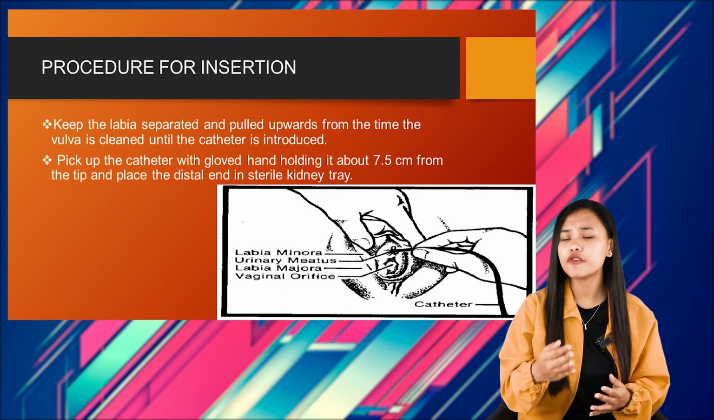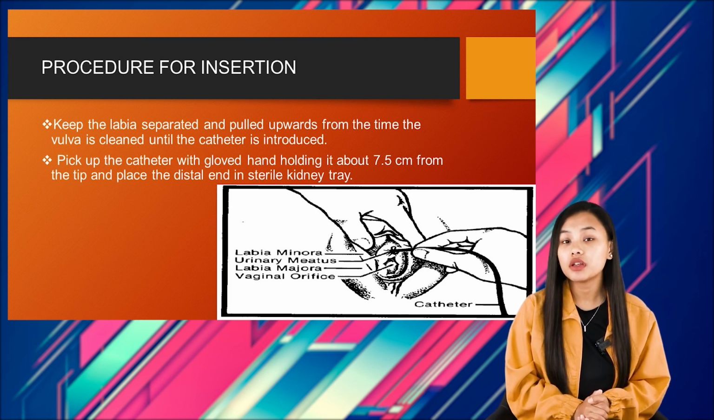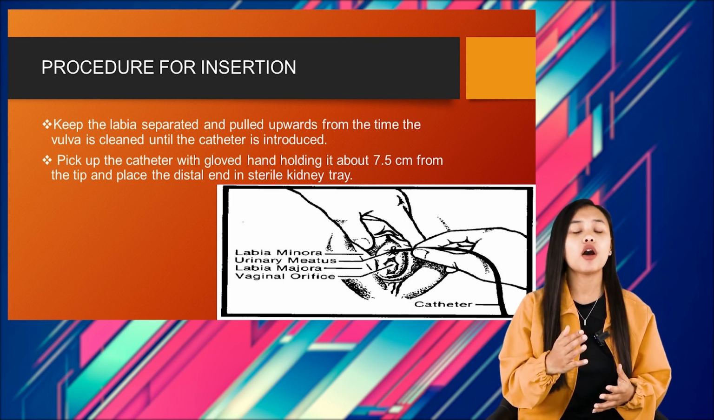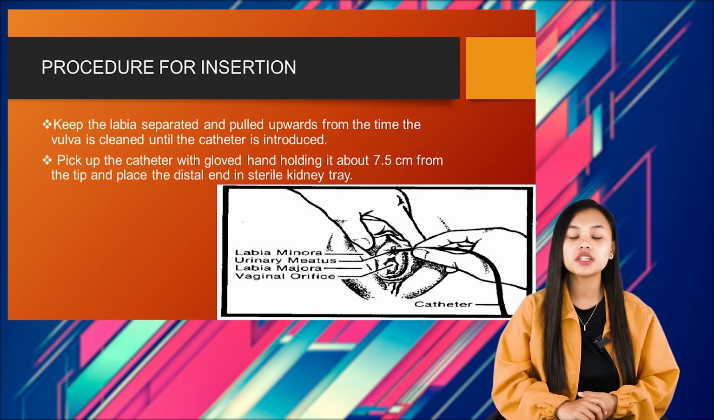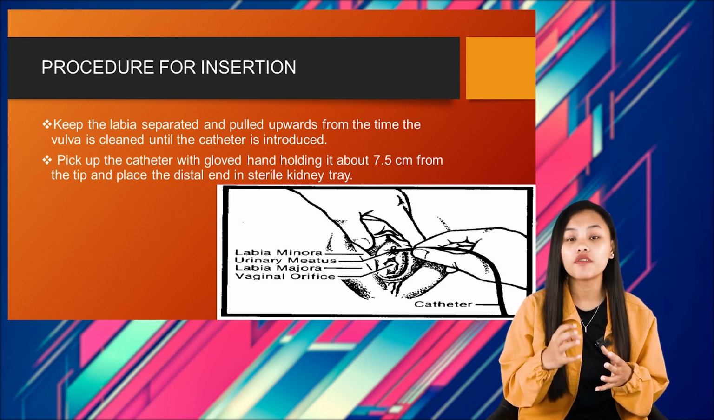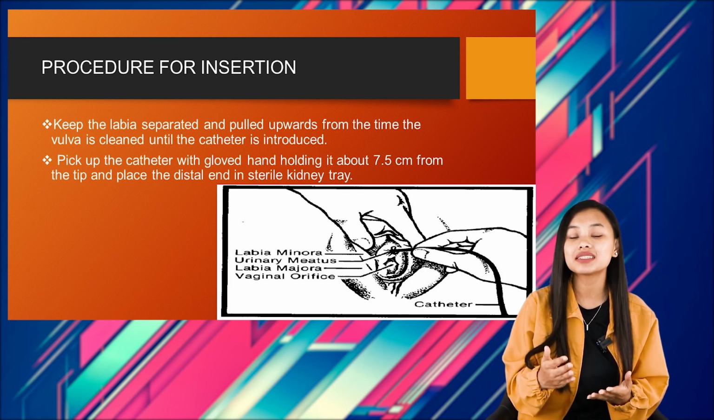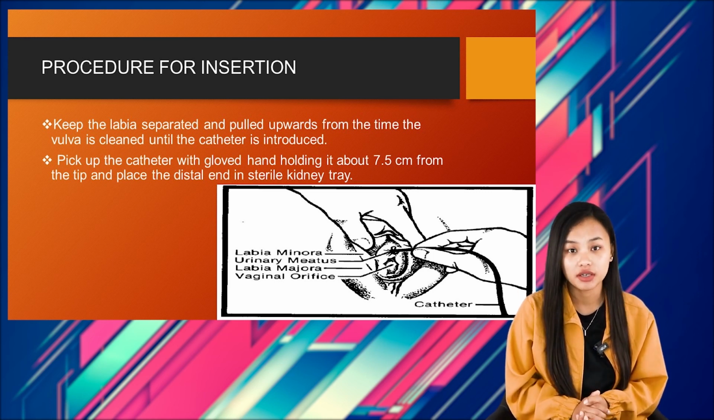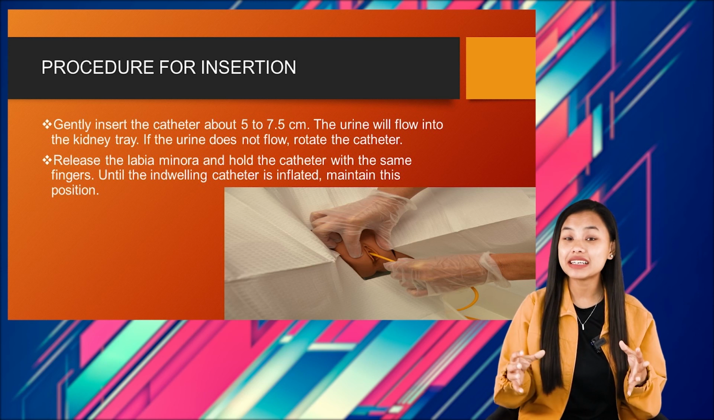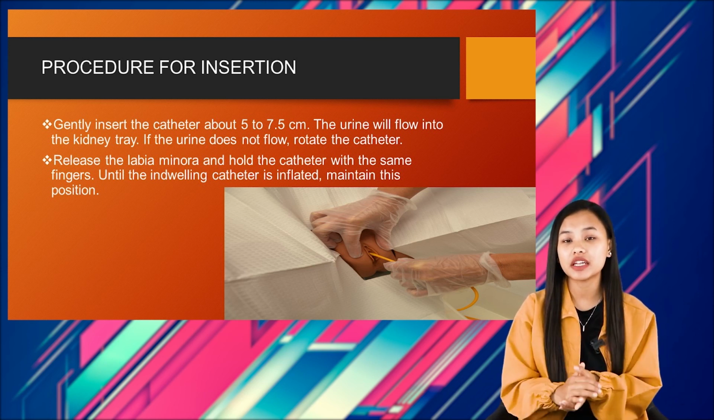So here, even before you introduce this catheter, you must pick it up with the glove hand, holding it about 7.5 centimeter from the tip, and you must also place the distal end of the catheter in the sterile kidney tray so that this does not become infected. Then you can start gently inserting the catheter about 5 to 7.5 centimeter.